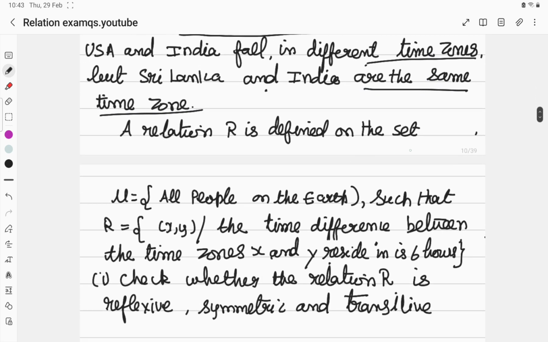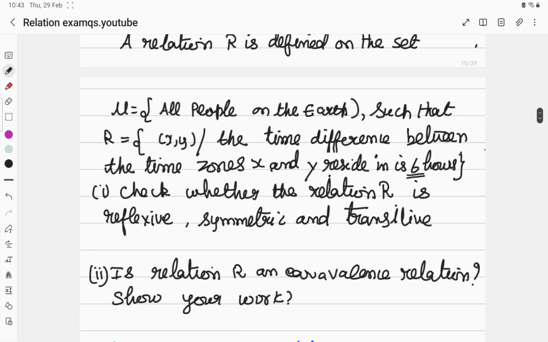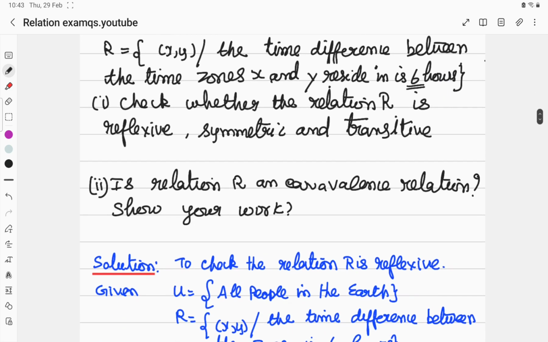A relation R is defined on the universal set, all people on the earth, such that R is a relation (x, y) where the time difference between the two time zones x and y is 6 hours. Check whether the relation R is reflexive, symmetric and transitive. Second, is it an equivalence relation? Show your work.